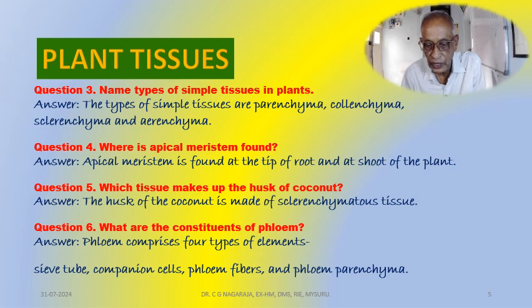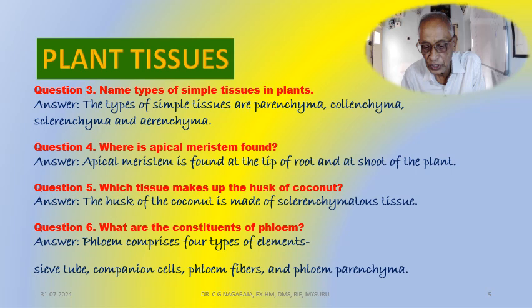Question 5, which tissue makes up the husk of the coconut? Coconut ಅಂದರೆ ತೆಂಗಿನಕಾಯಿ ಮೇಲೆ ಇರುತ್ತಲ್ಲ, ಜುಟ್ಟು ತೊಟ್ಟು ಅಂತ ಕರೀತಾರಲ್ಲ, ಅದು ಯಾವುದರಿಂದ ಆಗಿದೆ? Husk of the coconut is made of sclerenchyma tissue.